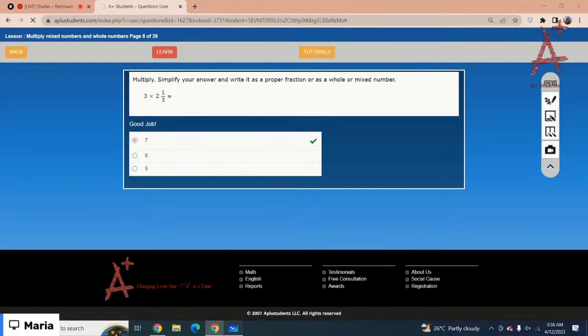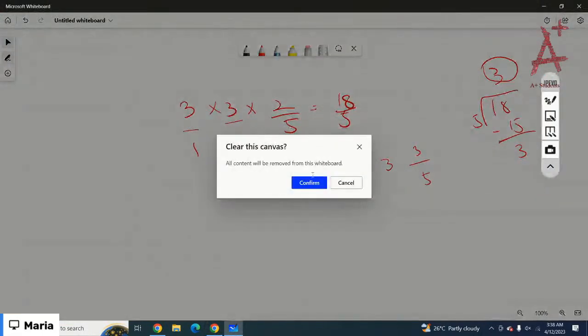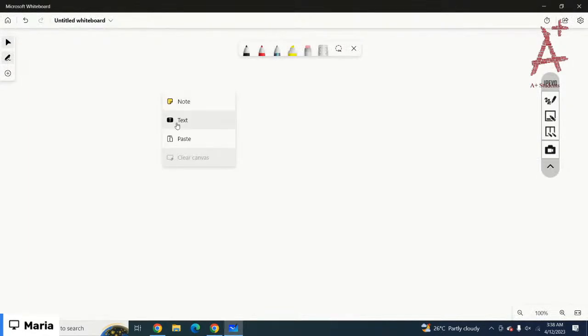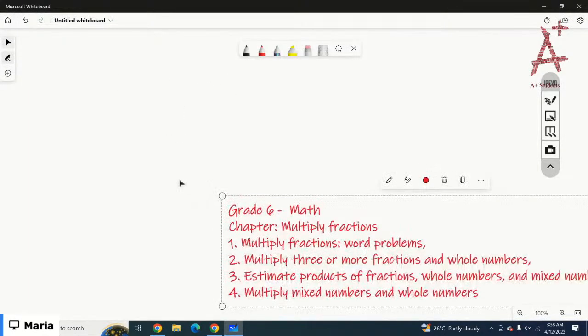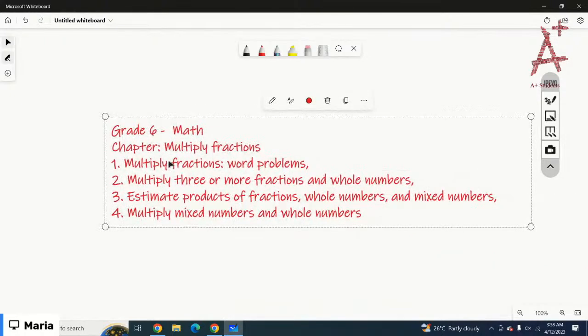So, we are working on grade 6 maths. The chapter we're working on is multiply fractions. And the lessons we have covered today are multiply fractions, word problems, multiply three or more fractions and whole numbers, estimate products of fractions, whole numbers, and mixed numbers. And the one we just completed is multiply mixed numbers and whole numbers.